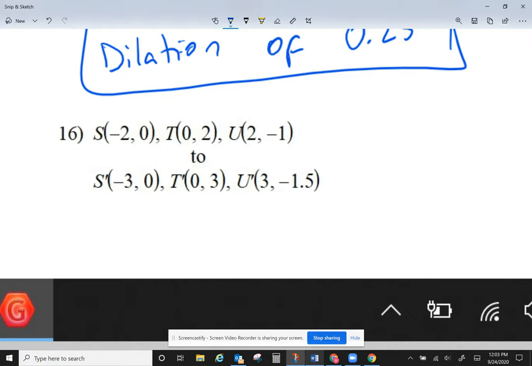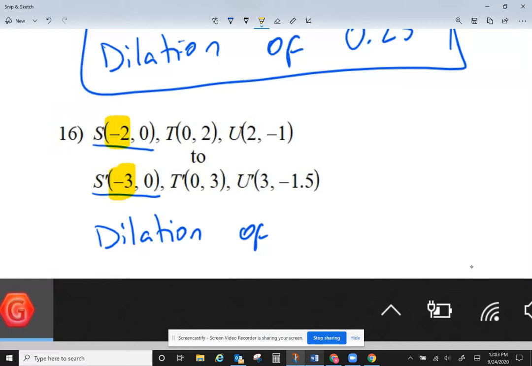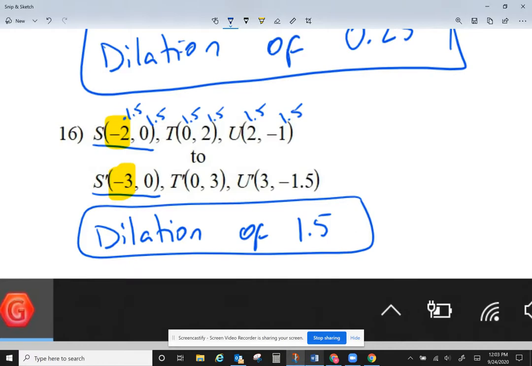Let's take a look at number 16. I see numbers changed. I'm following S again. There's a 2, and S prime doesn't have a 2. So I'm either dealing with translation or dilation. I'm going to try dilation. Dilation of. And the way I'm going to find the scale factor, I'm going to go -3 divided by -2. -3 divided by -2 gives me 1.5. Now, if I multiplied each of these numbers by 1.5, I see that I do get the numbers on the primes. So dilation of 1.5 sounds about right.